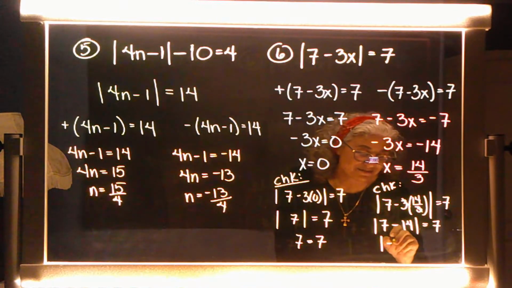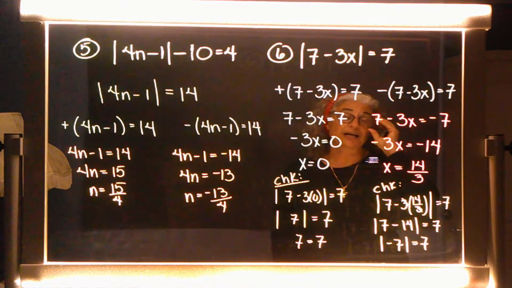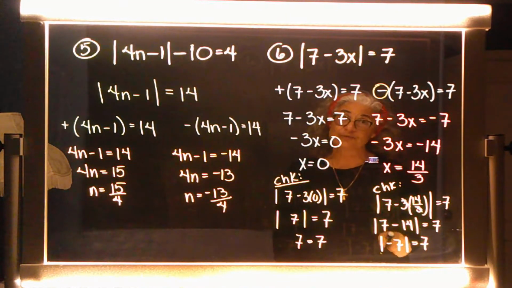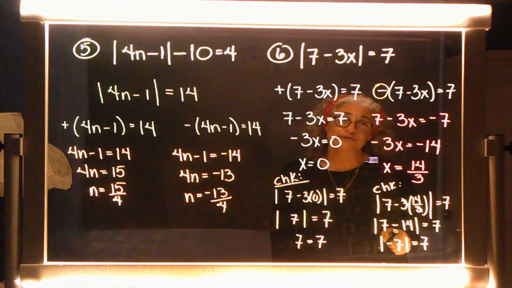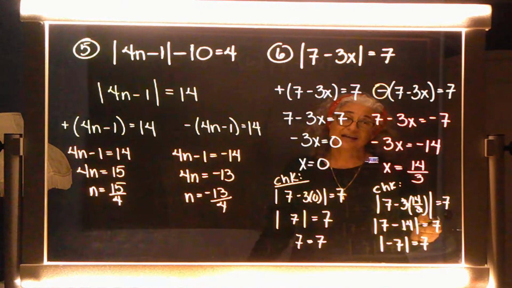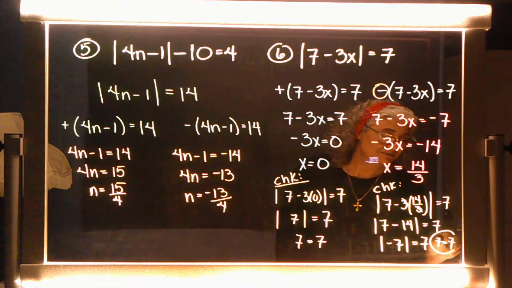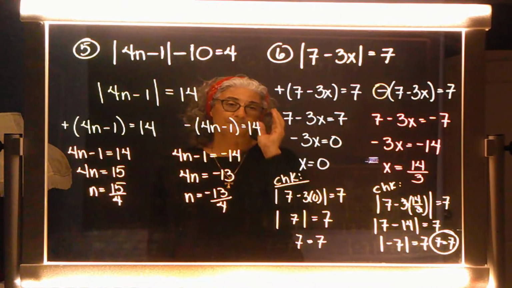Good, a -7. Now, mind you, this equation we set up so that the number inside was negative. And we did. We got a -7. But it's inside absolute values. And so, absolute value of -7 is 7, which equals 7. So this one checks out also. Yay! But do you see what I mean by the check?